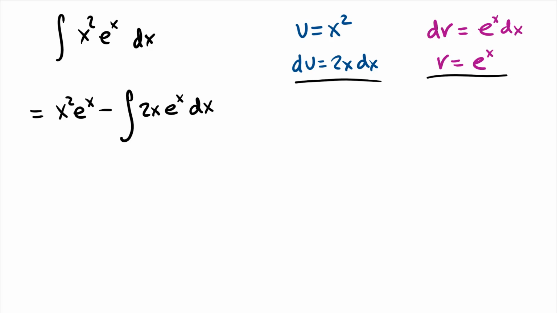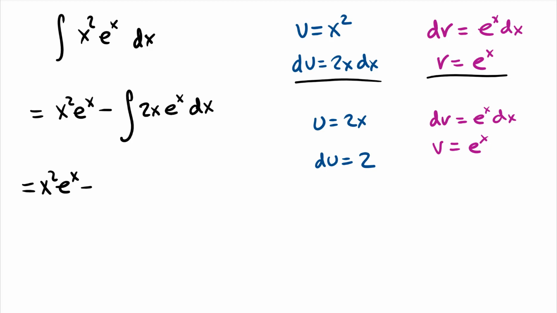But do you see that what we started with was an x squared e to the x, and now we've gotten down to, we lost a power on our x? That's good news. We just have to do it one more time. So now our u is equal to 2x, and our dv is equal to e to the x dx. We know that one. And let's say our du is equal to 2.